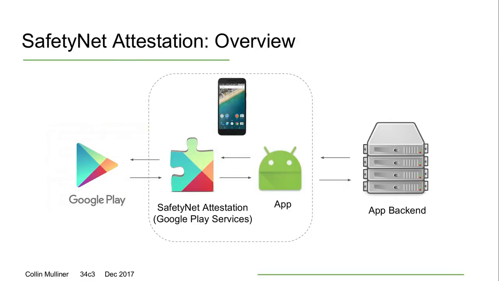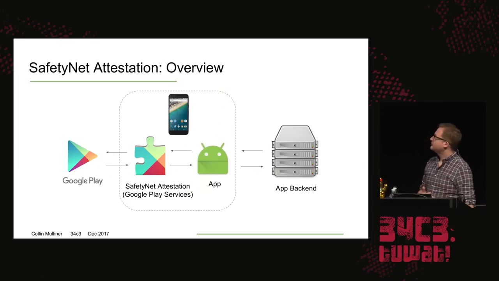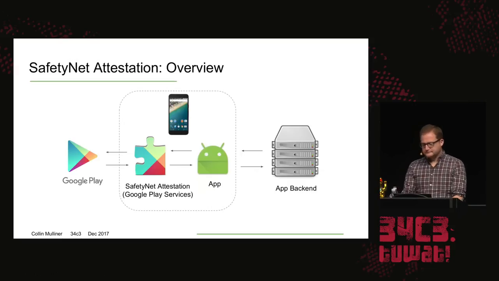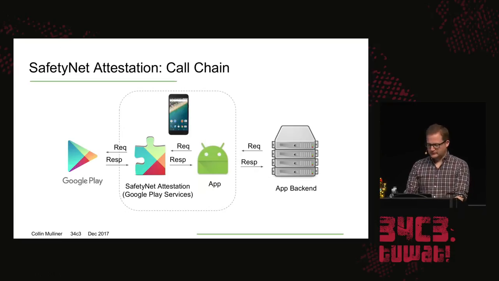So how does it actually work? Here, the box in the middle is the software that's running on the phone. You have the backend, the Google Play backend, and your application's backend. If your app doesn't have its own backend, you really can't use SafetyNet at all. And you will see in a second why that is.